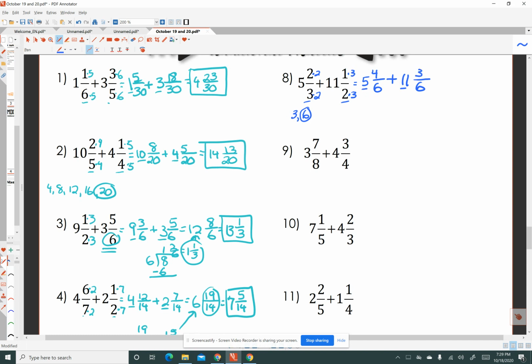We add the whole numbers first. 11 plus 5 makes 16. And a denominator of 6. 4 plus 3 is 7. So 16 and 7/6. This 7/6 is an improper fraction, which equals 1 and 1/6. So we add that to the 16, which gives us 17 and 1/6.